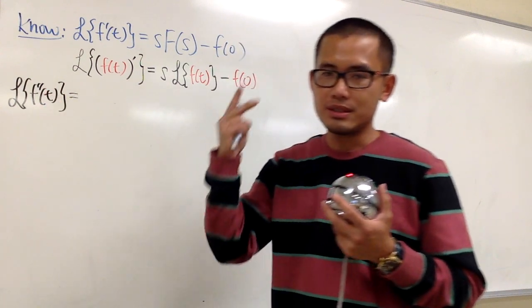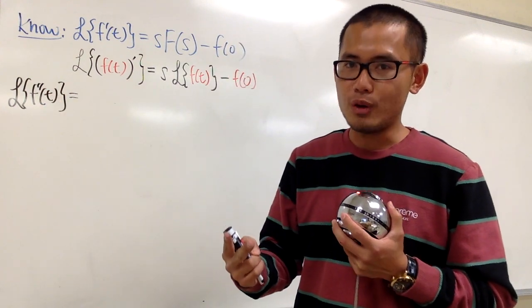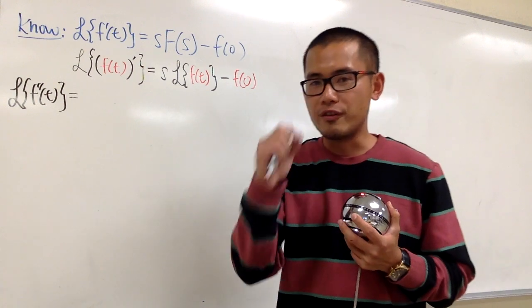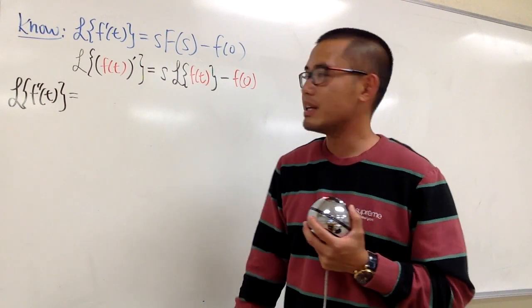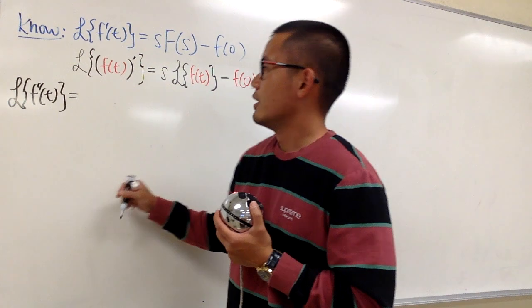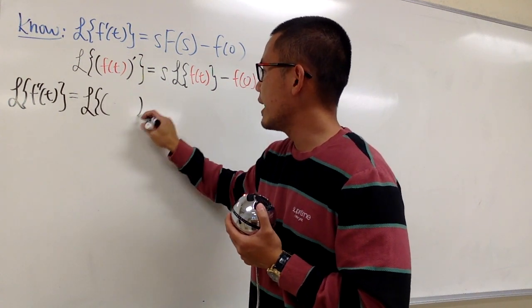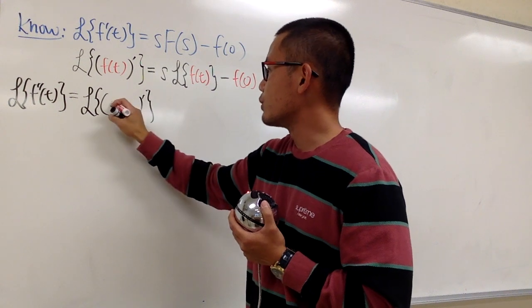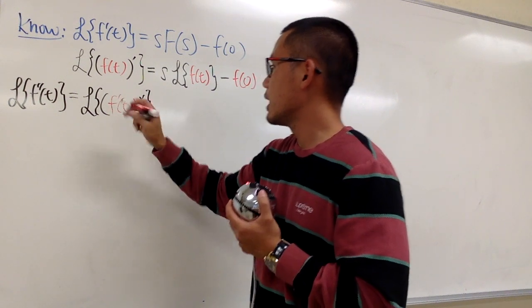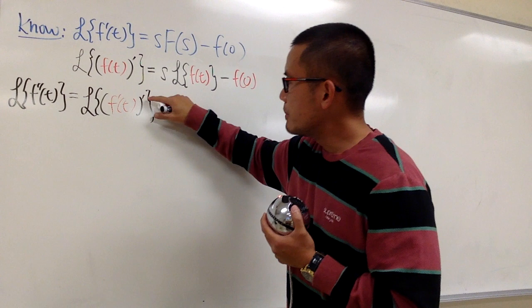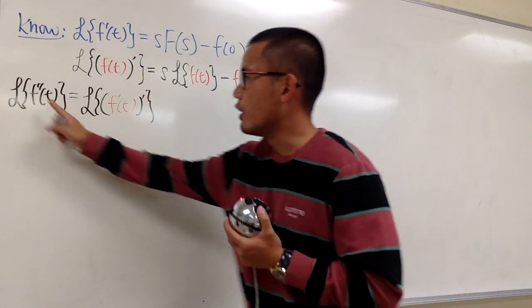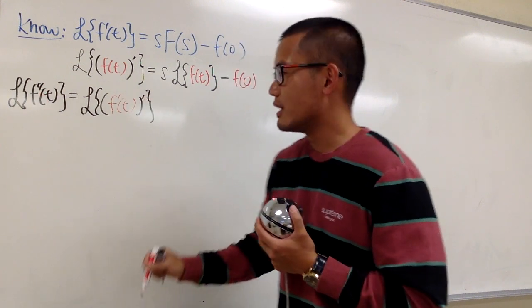Double prime means you differentiate it twice. Well, what does that mean? That means we differentiate the first derivative, isn't it? This right here is the same as saying the Laplace transform. I'm going to differentiate the first derivative. You see, I'm differentiating the first derivative. Of course, I will end up with the second derivative.